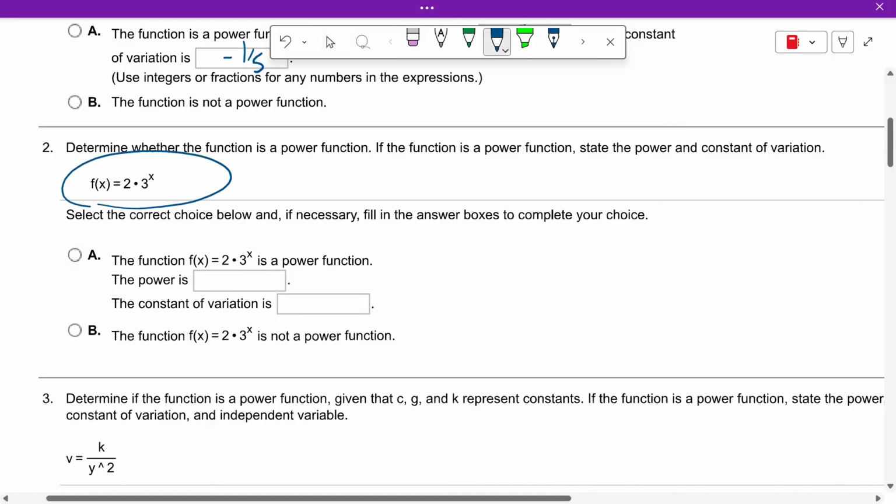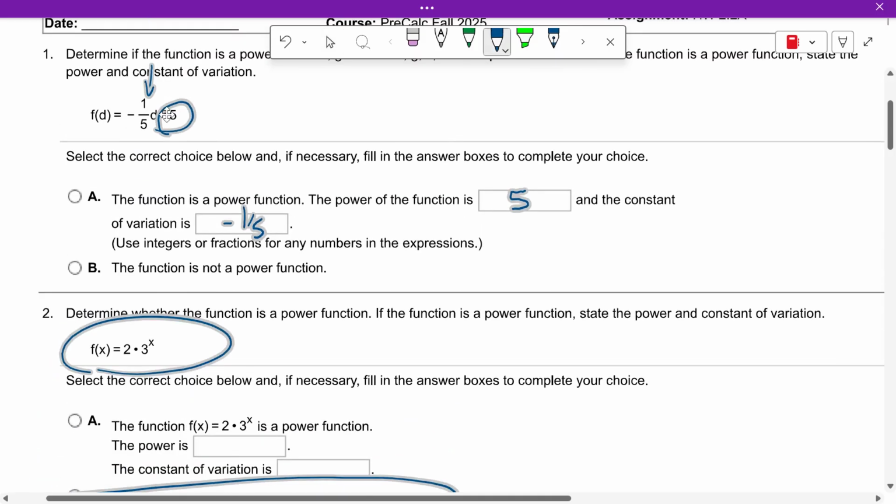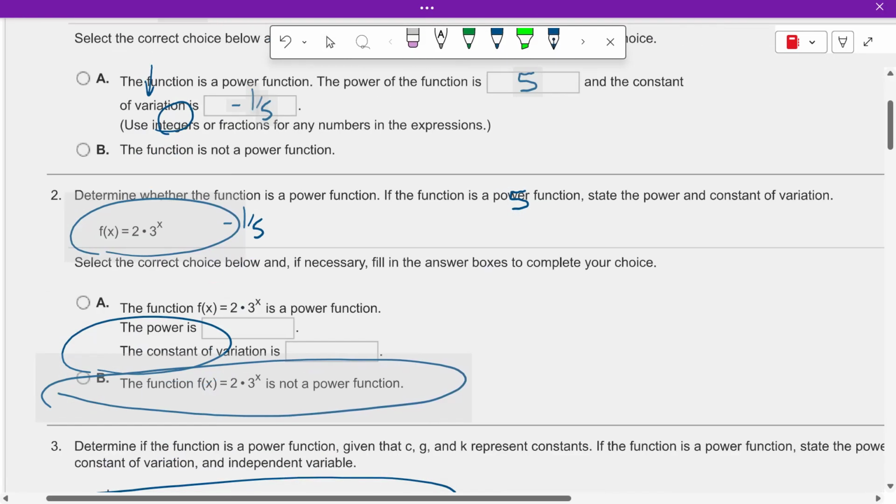Is this a power function? No, that's an exponential function. Okay. It's not a power function because x is the power. If x is a power, that's an exponential function. A power function has a real number as a power.